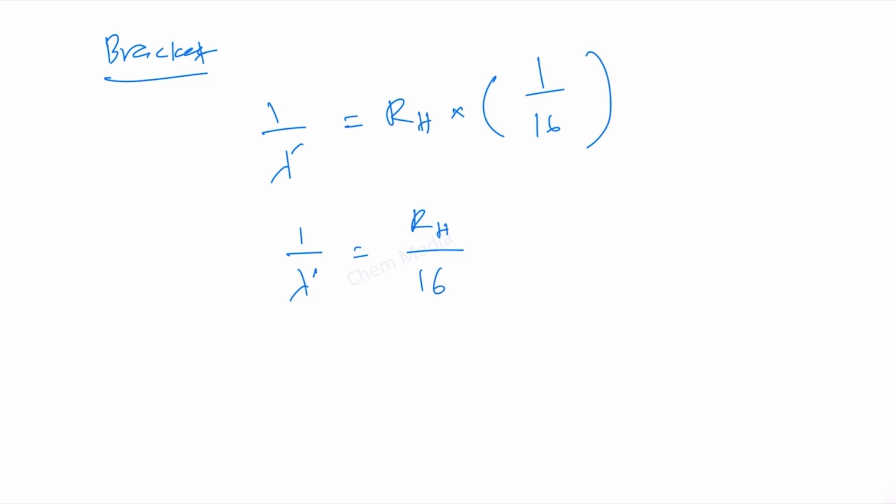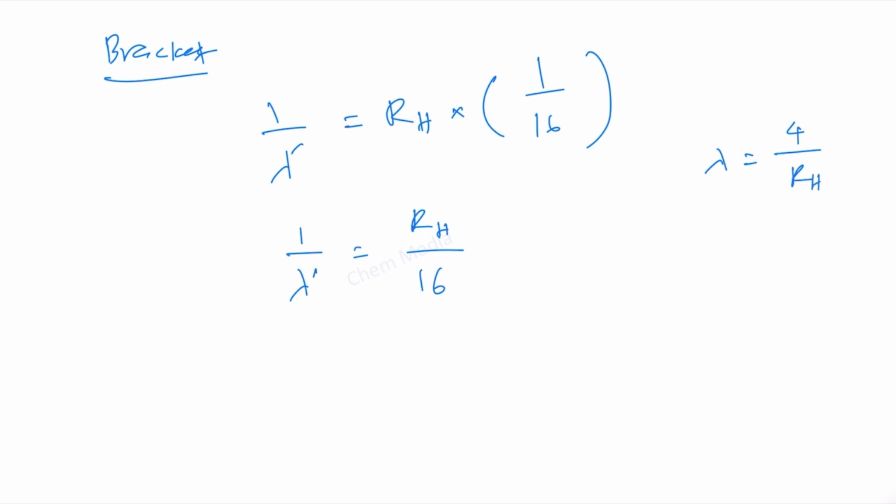Let us calculate the value for the Brackett series. Let us keep it as 1 by lambda prime just to differentiate. RH times 1 by 4 square, that is 1 by 16, minus 1 by infinity square, which we can ignore, and therefore 1 by lambda prime is equal to RH by 16. We learned that lambda is equal to 4 by RH, isn't it?